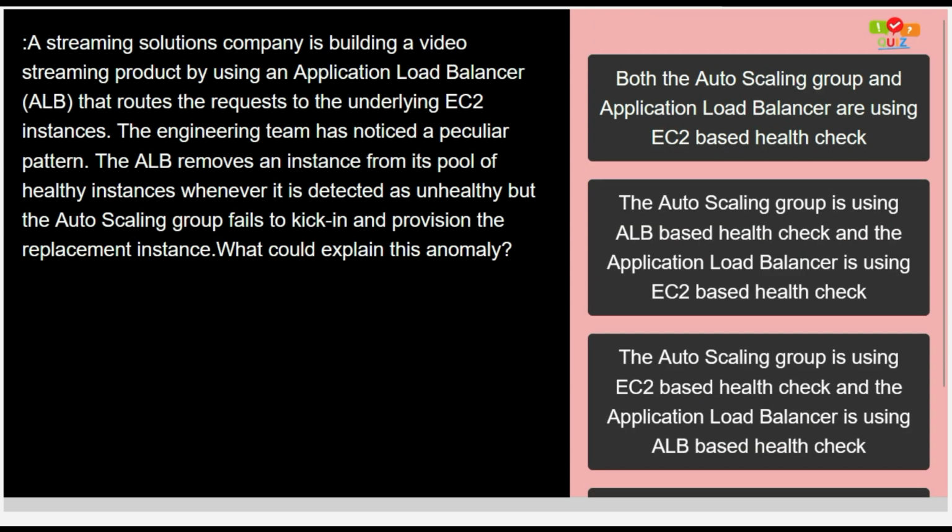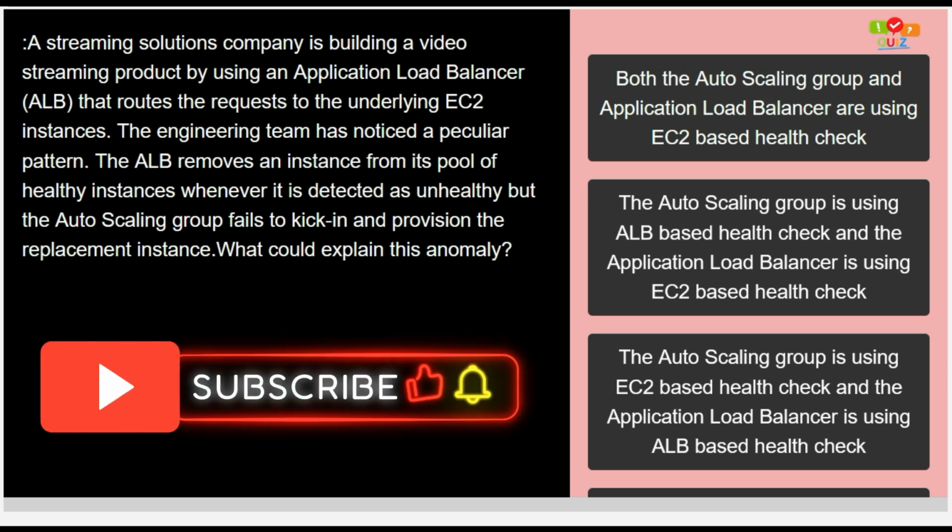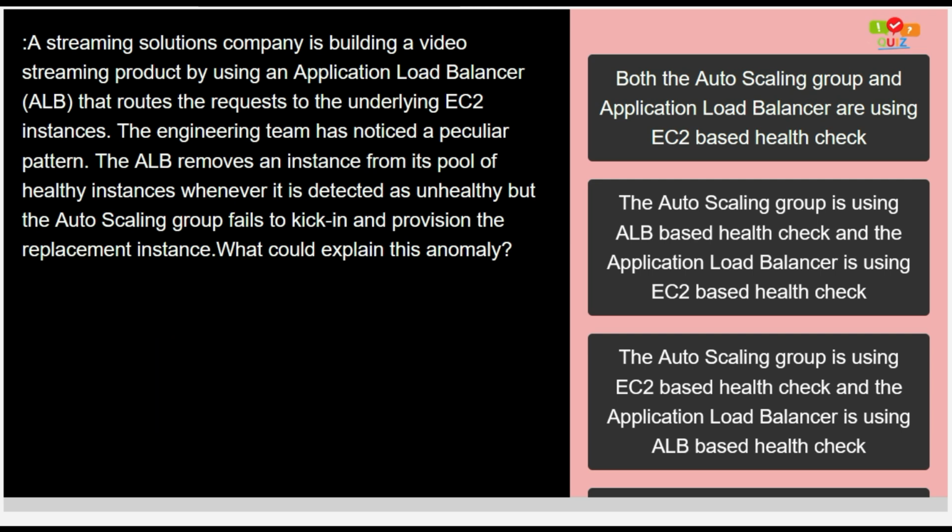A streaming solutions company is building a video streaming product by using an application load balancer that routes the request to the underlying EC2 instances. The engineering team has noticed a peculiar pattern. The ALB removes an instance from its pool of healthy instances whenever it is detected as unhealthy, but the auto-scaling group fails to kick in and provision the replacement instance. What could explain this anomaly?